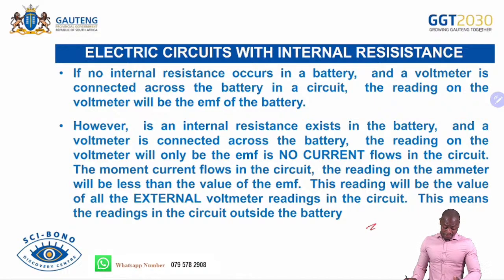Just a reminder again, learners: if there is no internal resistance, or the internal resistance is being ignored, the voltmeter connected across the terminals of a battery reads the EMF of the battery. But if there's internal resistance, it's a different story, all right? So if there's no internal resistance, or it is being ignored, the terminal potential difference is equal to the EMF. But if there's internal resistance, then it will be a different story, which is what we are going to talk about, all right?